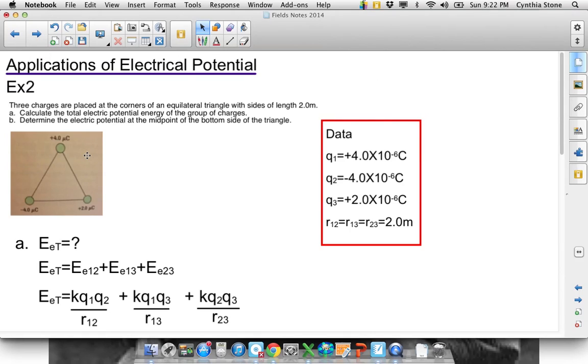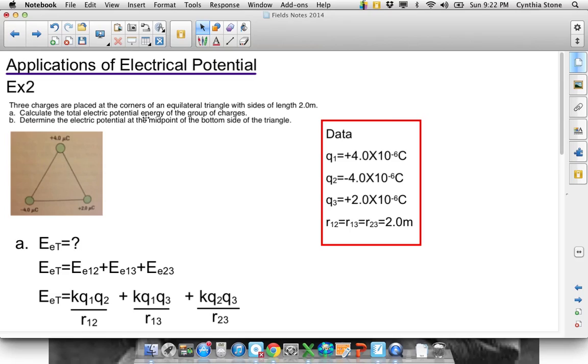This is a killer example, but we're going to do it anyway. Imagine you have three charges, and I know what the charges are. They're all microcoulombs. That's a negative down there, a positive and a positive. We know this is an equilateral triangle, so the distances here are all 2. And I want to find the total electric potential energy of the group of charges.